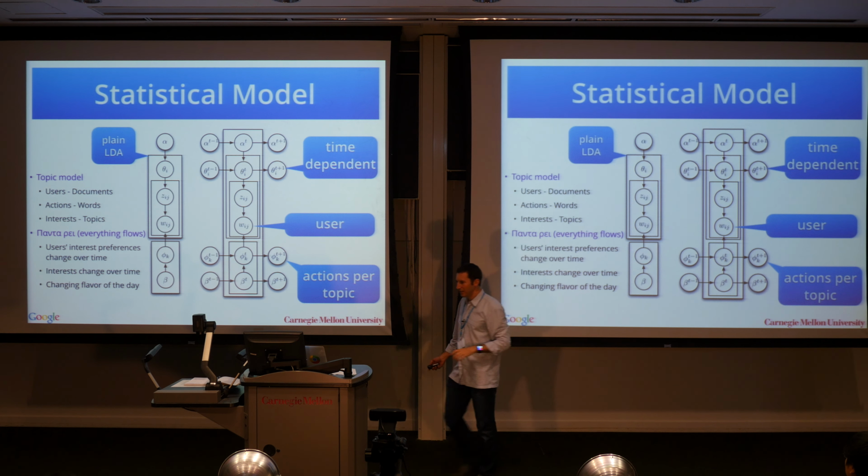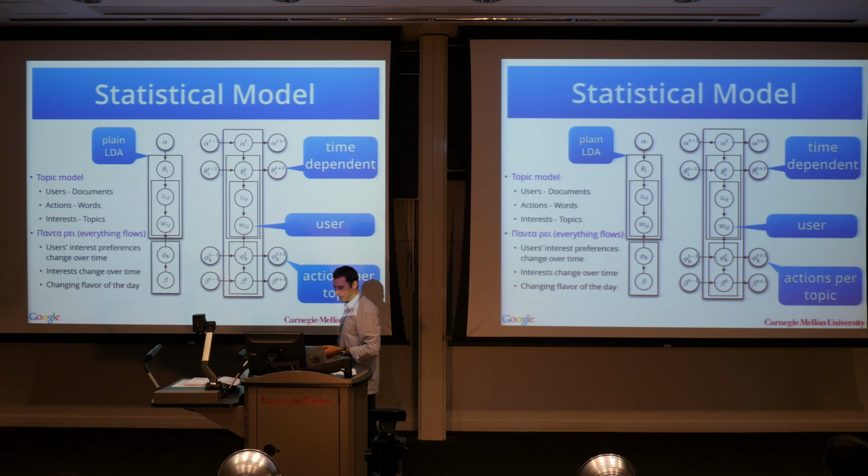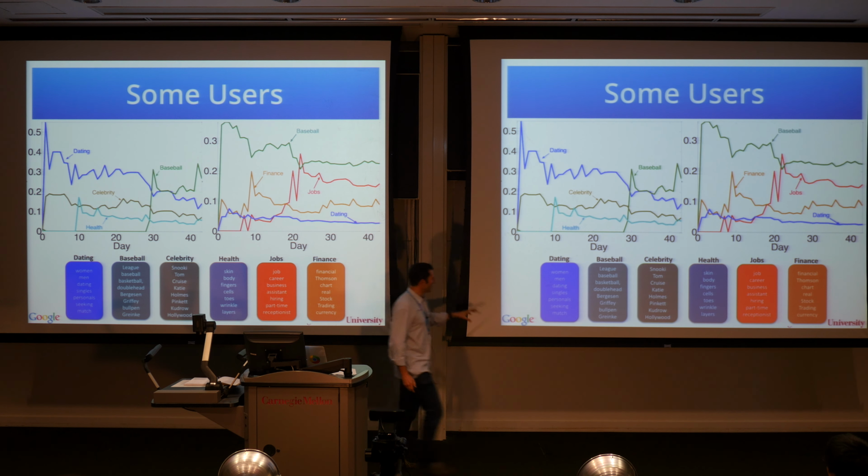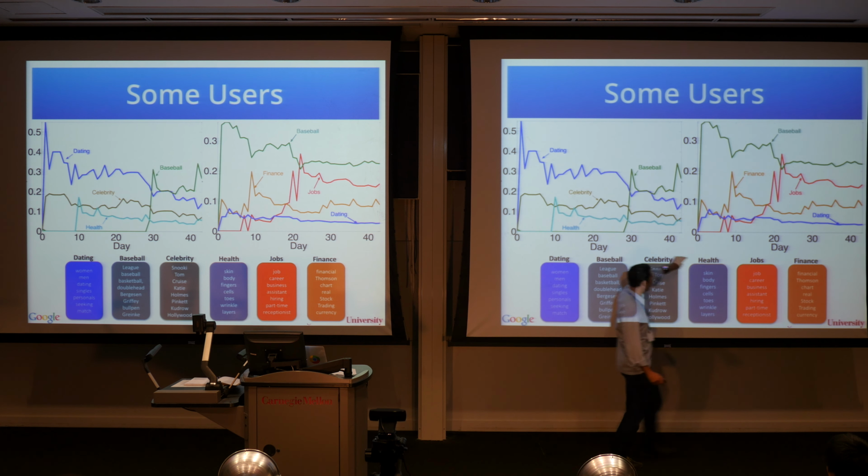Here's the statistical model that we saw already before. Basically, rather than documents, we now have users. Rather than words, we have user actions. And everything is time dependent, and don't worry about the rest. But I'll just conclude with those pictures. So these are some real users. I don't know what their gender is. But here are some topics. The only manual thing that we did is we gave them names.